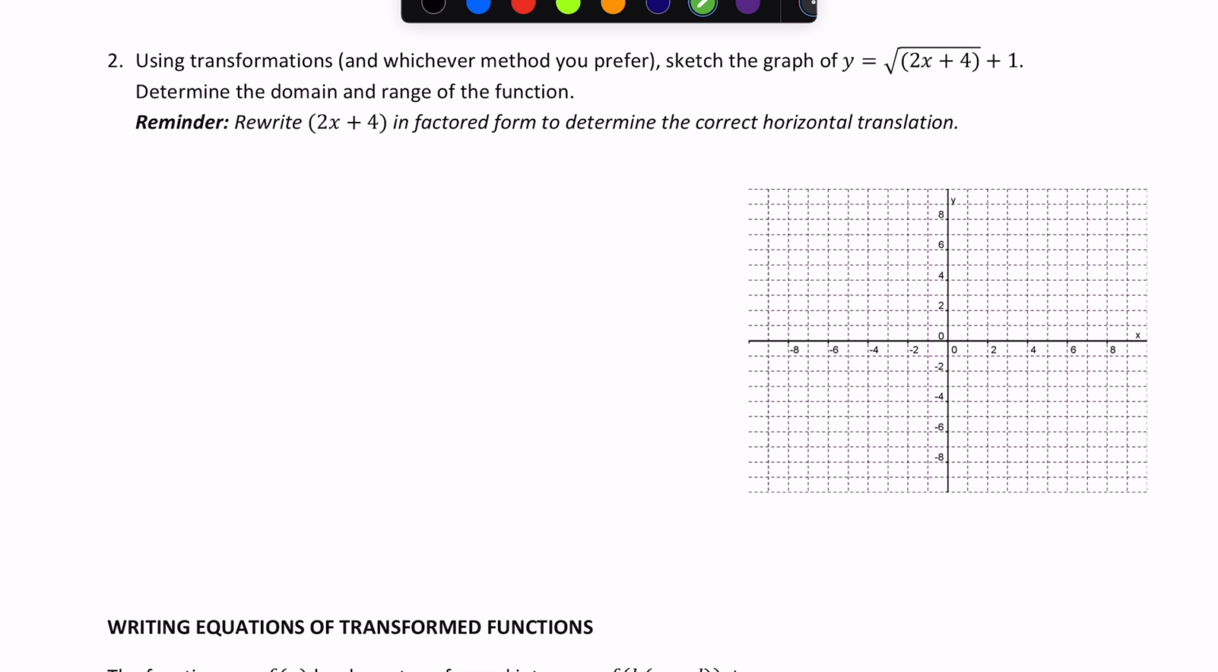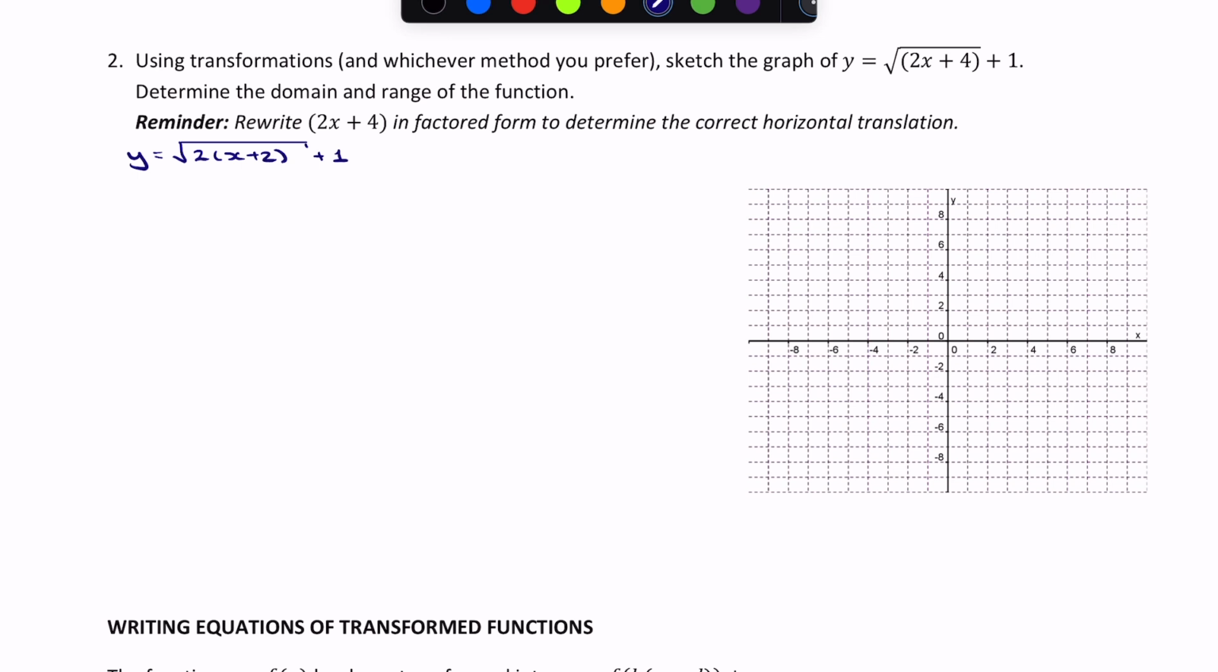Okay, so here it says using transformations and whichever method you prefer, sketch the graph of y is equal to square root 2x plus 4 plus 1. Remember to determine the domain and range of the function. And here a reminder, write 2x plus 4 in factored form to determine the correct horizontal translation. So here again, we have to factor out the common factor of 2. And so our equation will be y is equal to square root 2x plus 2, and then outside the brackets, plus 1.